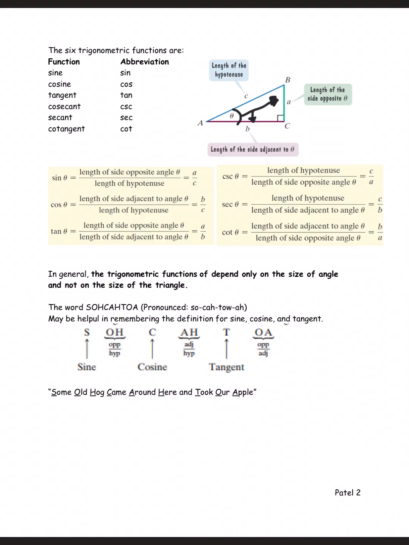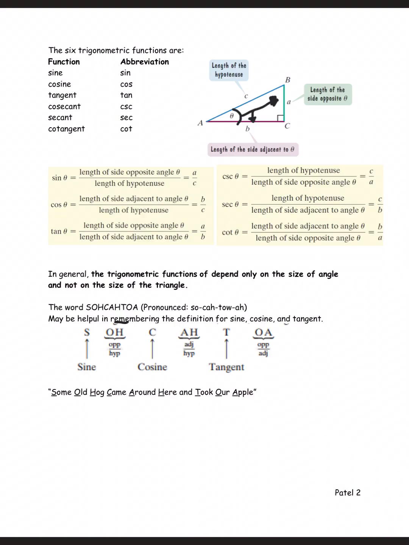It's very important to note how the triangle is labeled. Notice angle A is across from side A, angle B is across from side B, and angle C, which is the right angle, is across from side C, which is the hypotenuse. So sine of theta is equal to the length of the side opposite angle theta over the length of the hypotenuse. A way to remember that is the abbreviation SOHCAHTOA.